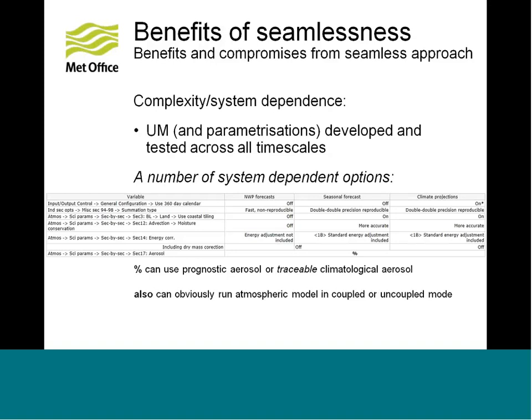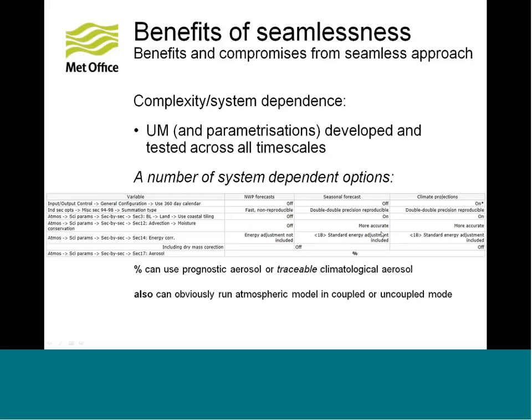In terms of different systems and complexity, we can obviously run the model coupled or uncoupled. I'm going to focus here on uncoupled atmosphere configurations or changes within the atmosphere. So we have a number of what we call system-dependent options. It's essentially up to the people running that system what they want to do. So an example here would be what calendar you use. Are you using a regular calendar or a Gregorian calendar? Are you running with moisture conservation on or off?